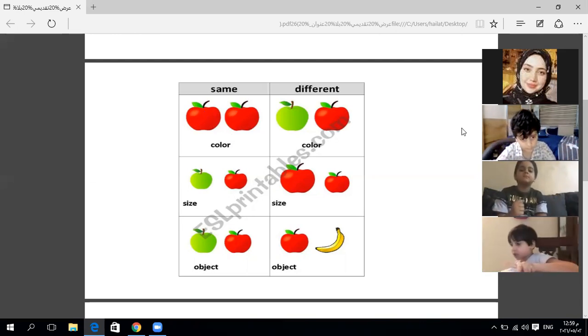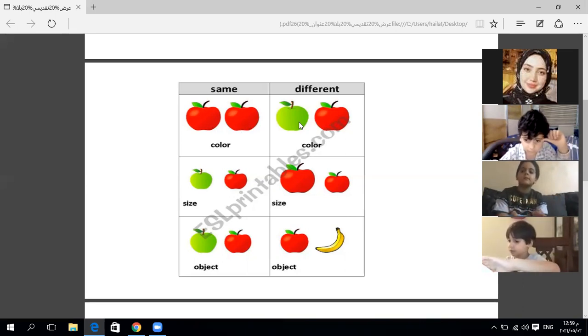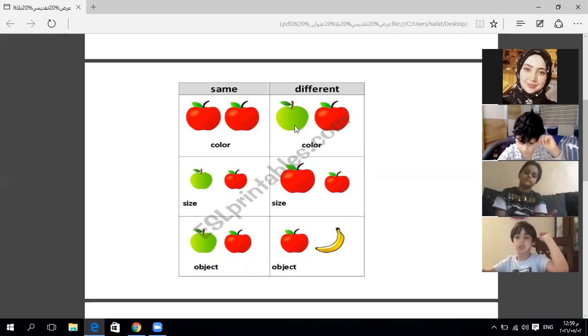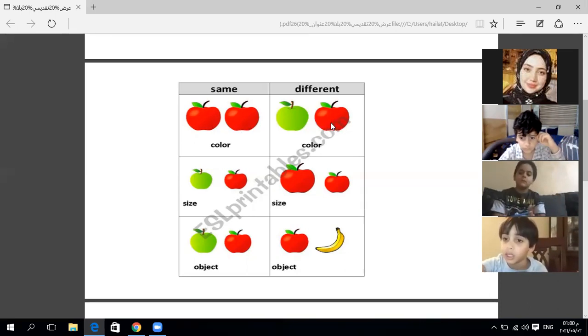Yes, Faris. Look at the next picture here. We have two apples. What is the color of the first apple? Green, excellent. And the next one? Red, excellent. So they have the same color?